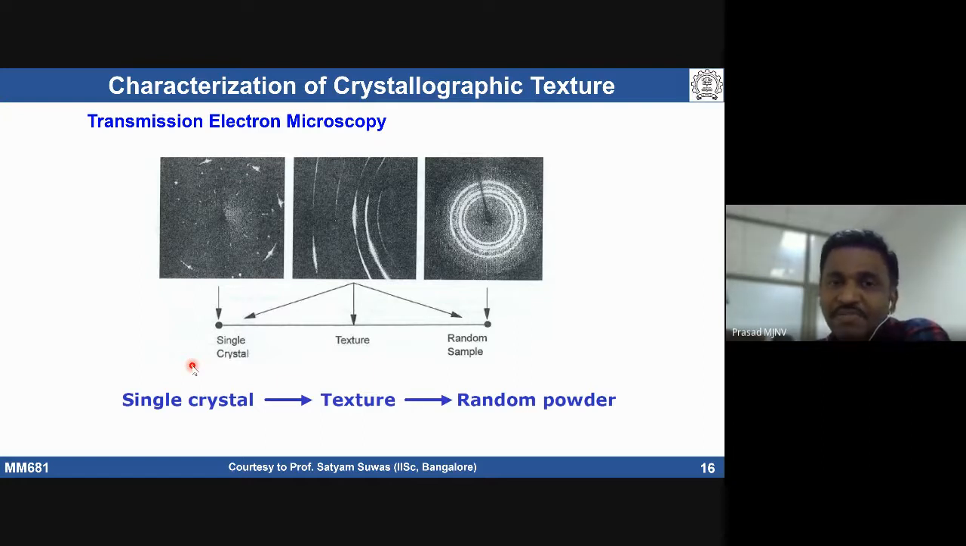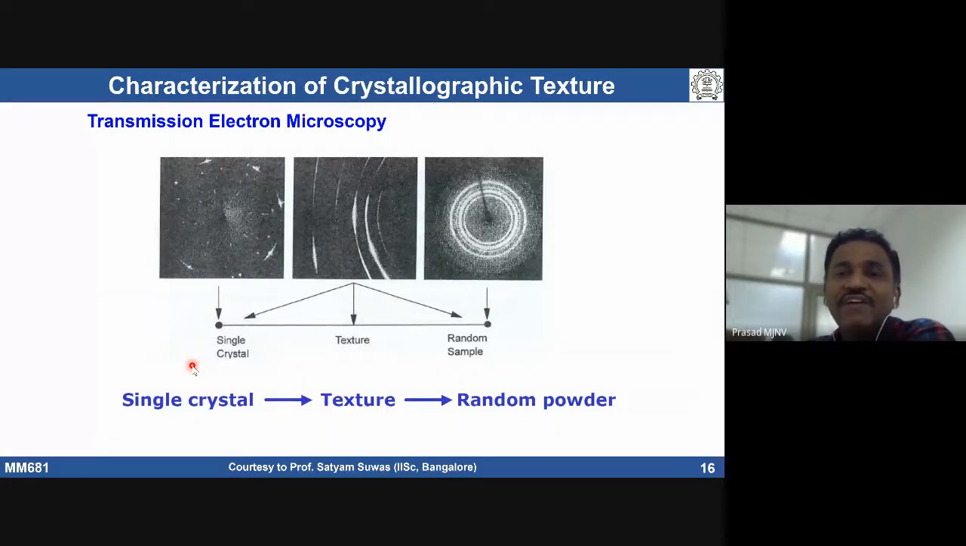These can also be obtained from the transmission electron microscope, but TEM gives localized information. It cannot cover so many grains. It covers many only if it is a nanocrystalline material. If it is a fine grain material, then it can cover many grains. If it is a coarse grain material, we won't; we will always get individual grain information. It's very limited information.